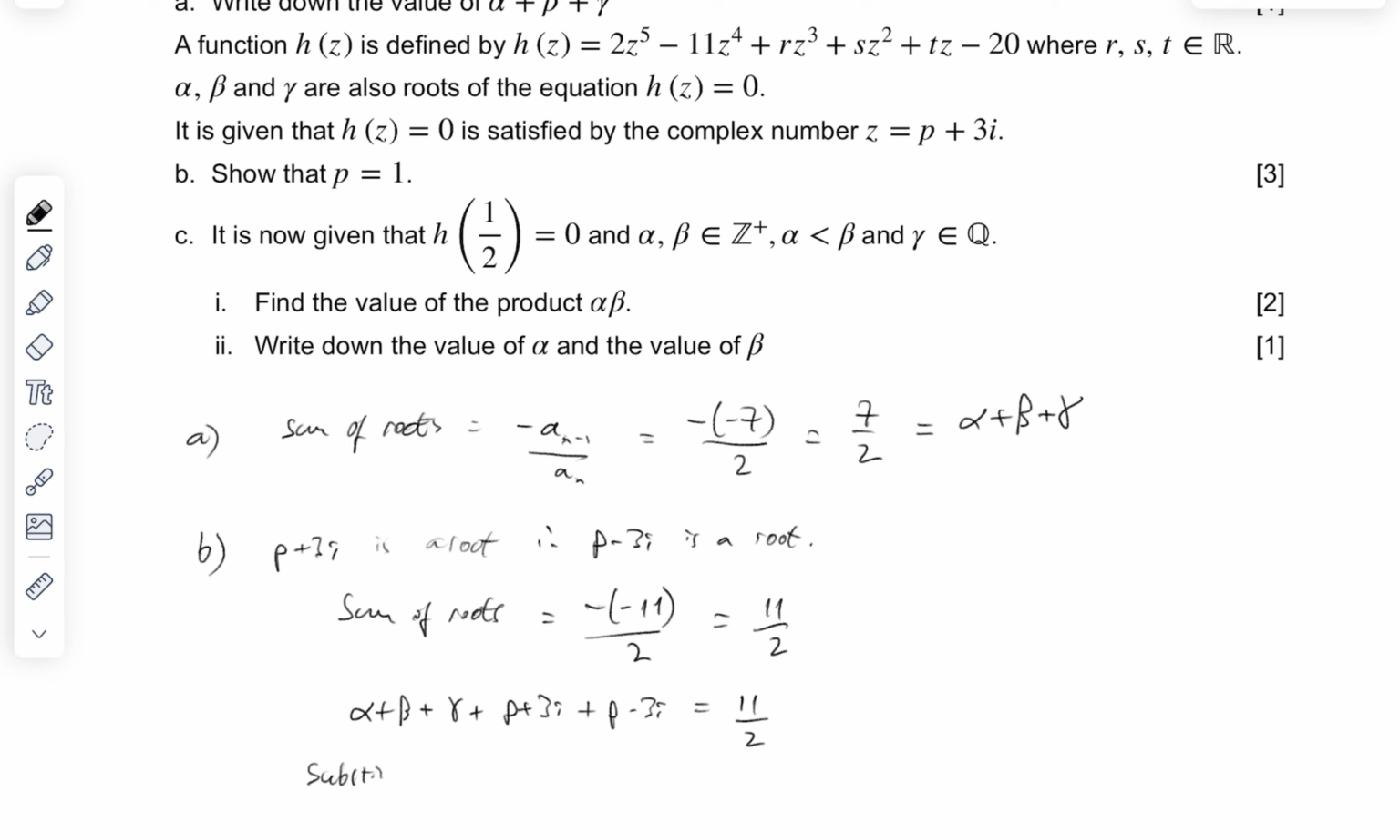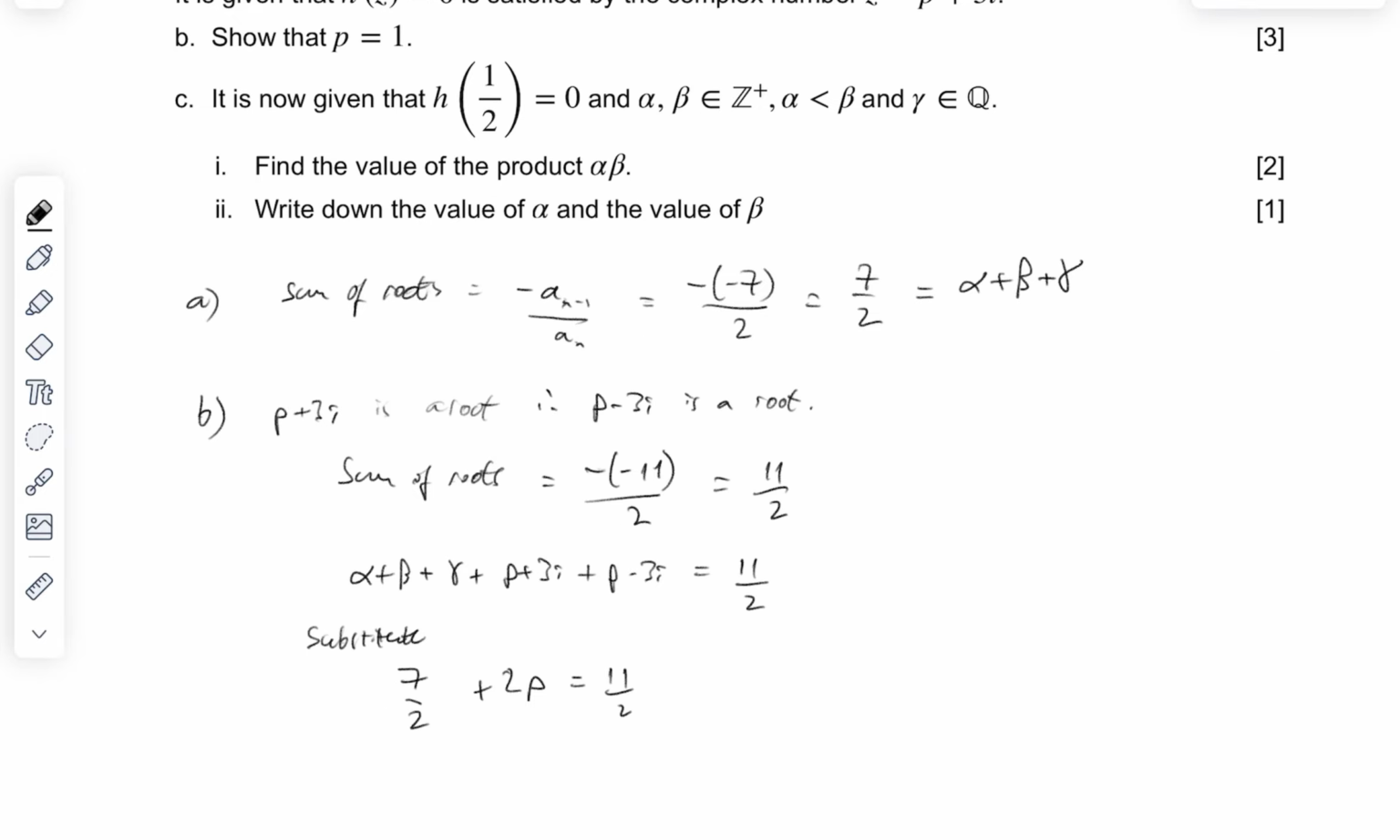Substitute, because we know that alpha plus beta plus gamma comes to 7 over 2. So we get 7 over 2 for alpha plus beta plus gamma. p plus p is 2p, and 3i subtract 3i is nothing. So plus 2p equals 11 over 2. Subtract 7 over 2 from both sides. 2p equals 4 over 2, which equals 2. p equals 1. So we've shown that p equals 1. That was good, then we've done that bit.